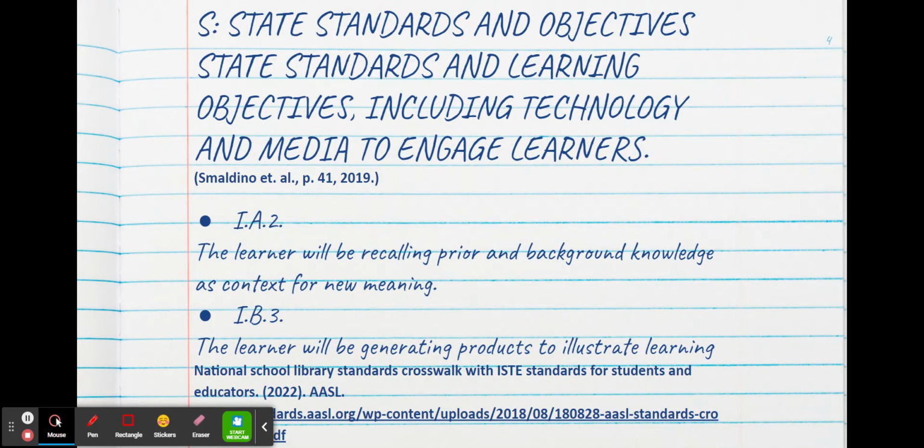State standards and objectives. So from the National School Library Standards Crosswalk, we pulled up 1A2. The learner will be recalling prior and background knowledge as context for new meaning. And 1B3, the learner will be generating products to illustrate learning. So this will be after they have watched the video about copyright on YouTube, so they can recall that prior knowledge to be able to apply it to the activities.